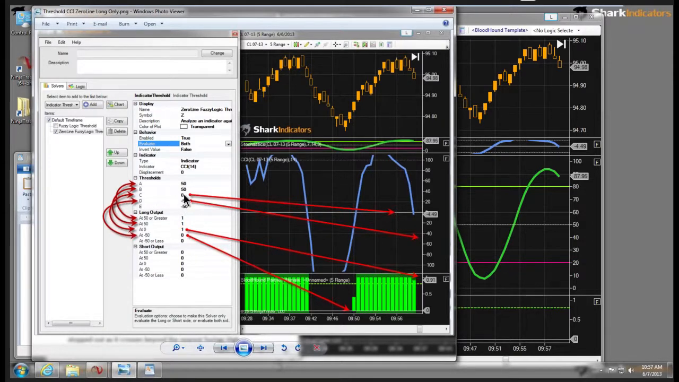So by specifying a threshold of 0 and then another threshold of -50, and then changing our output from 1 down to 0, it allows BloodHound to apply a ratio of where the indicator is between 0 and -50 to the output of 1 to 0. And we can see here on this bar there's an output of about 0.45, something like that.